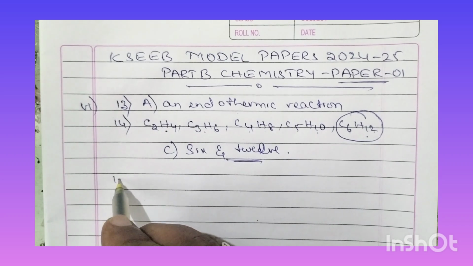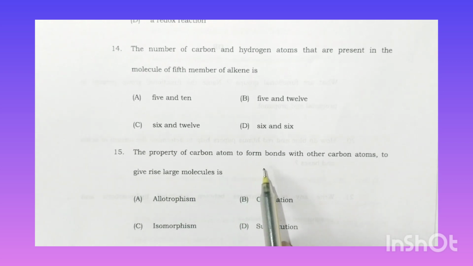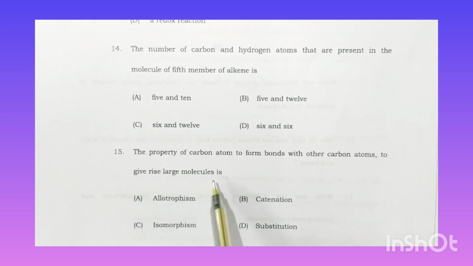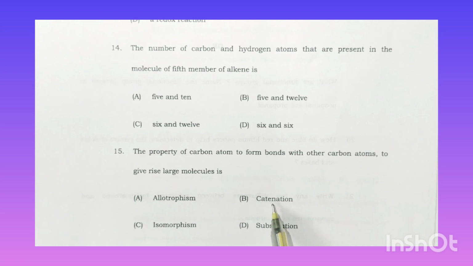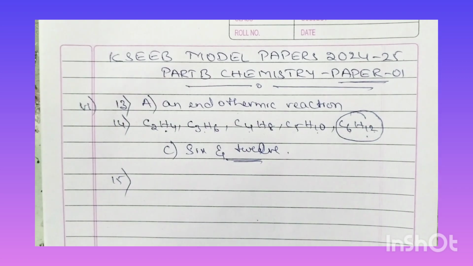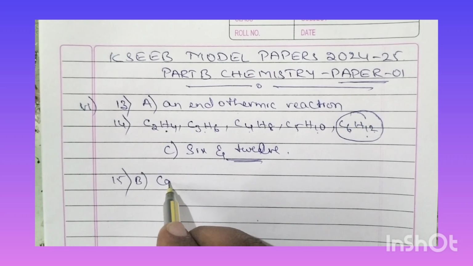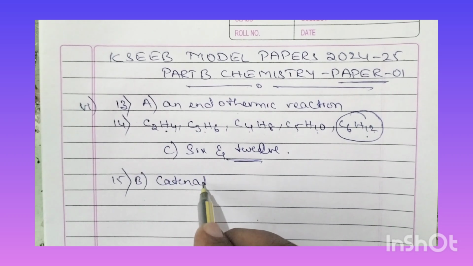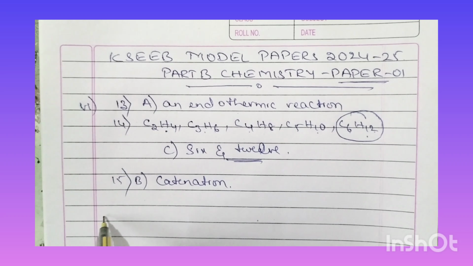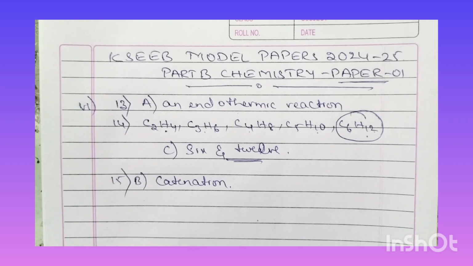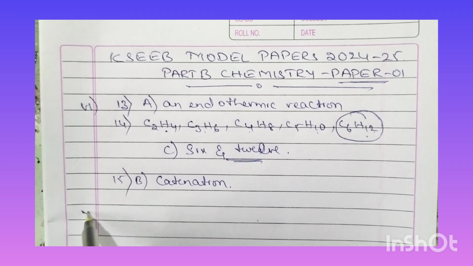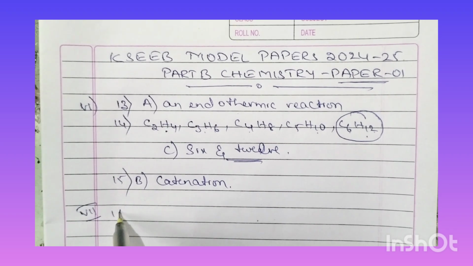Now let us move for question number 15. The property of carbon atom to form bond with other atoms to give rise large molecules is called catenation. For this one, option B, catenation. Now let us move for question number 16. In the question number 16, that is 7th main, question number 16.